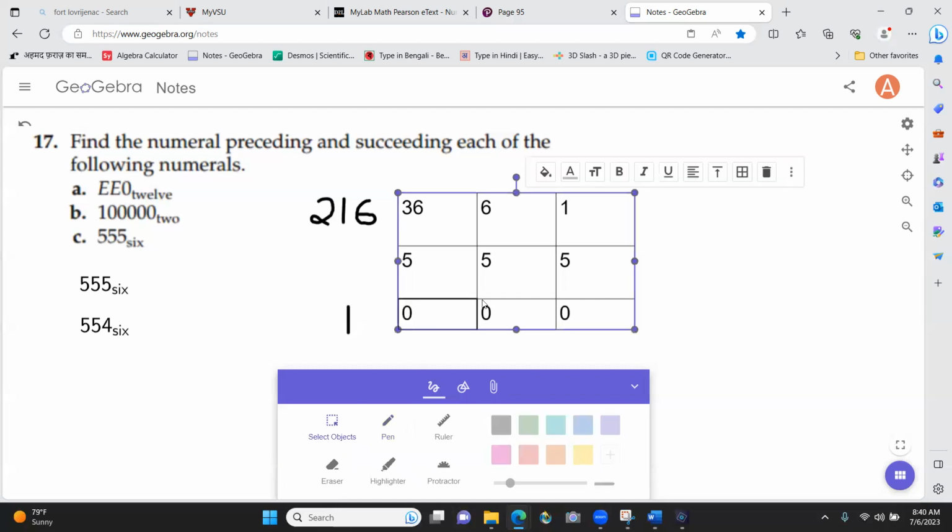This will be a 0. It's like adding 1 to 999. You will get 1,000. You'll have to have a new little slot for it. Okay, so that's part C.